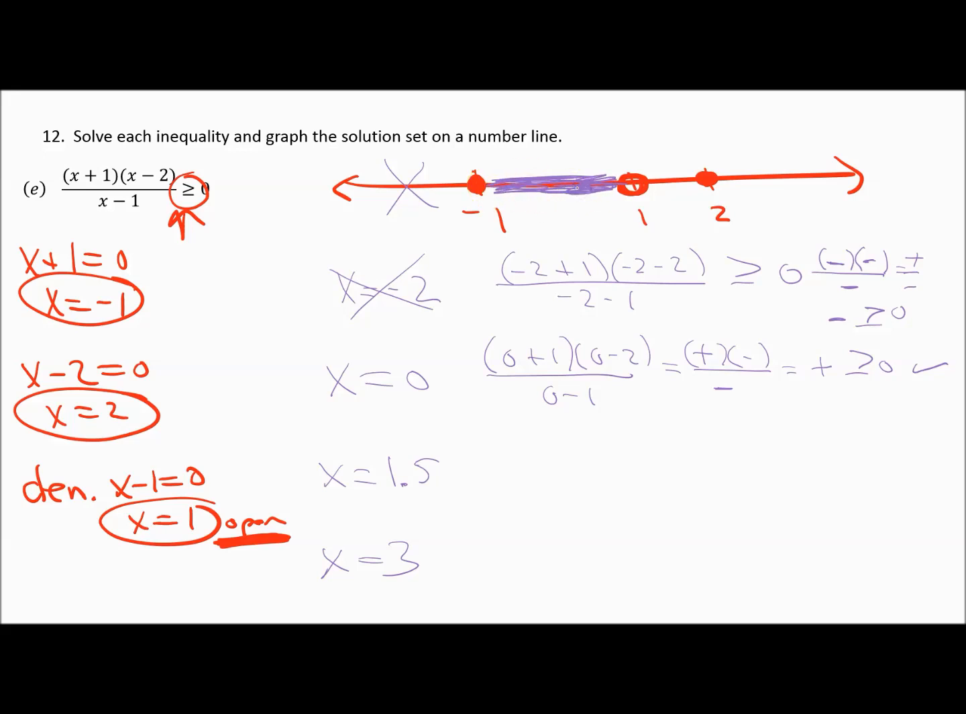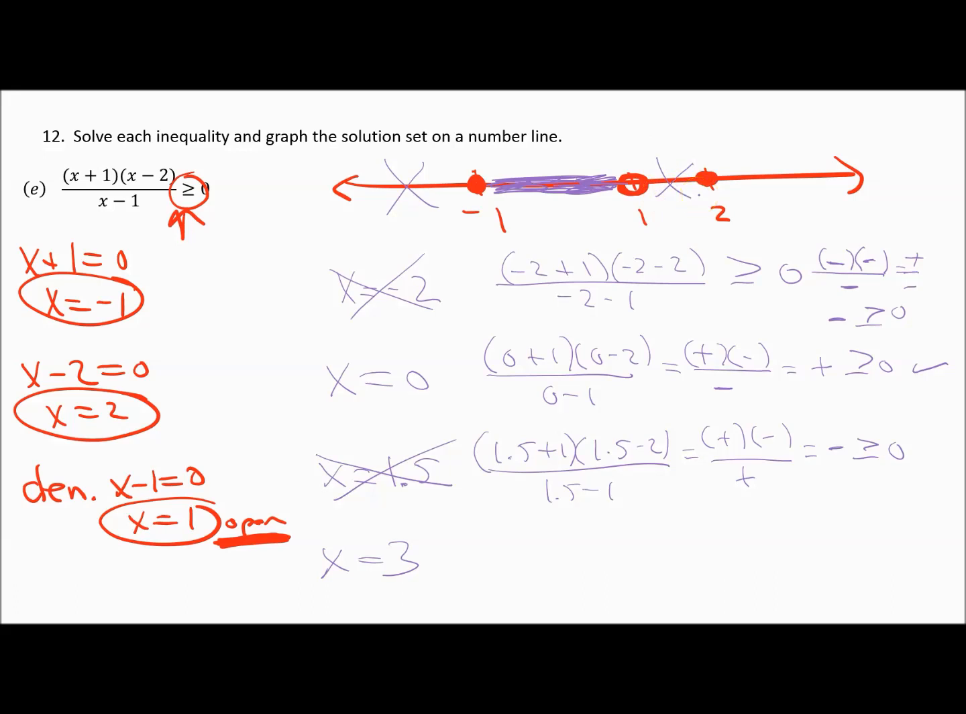Okay, now I'm going to check between 1 and 2. So I have (1.5 plus 1) times (1.5 minus 2) divided by (1.5 minus 1). 1.5 plus 1 is positive, 1.5 minus 2 is negative, and 1.5 minus 1 is positive. Overall, that's a negative answer. Is negative greater than or equal to 0? No, it's not. Okay, so this is a false statement. 1.5 is out, and that interval is out.